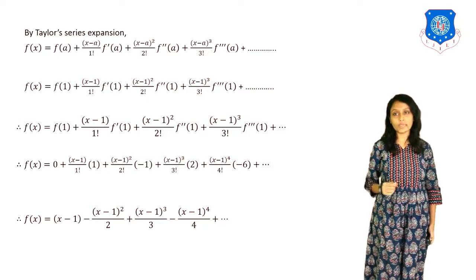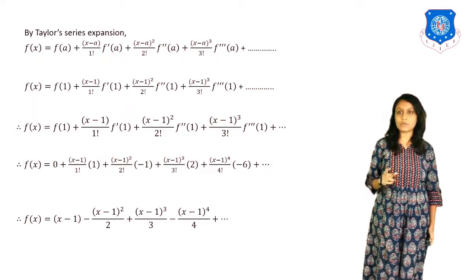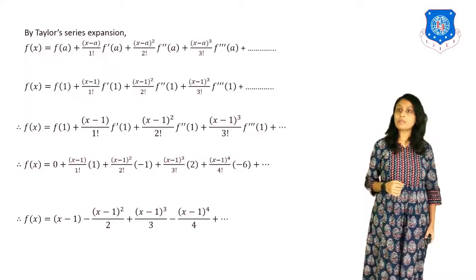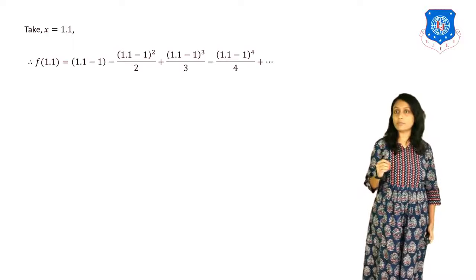f(x) is equals to (x minus 1) minus (x minus 1) whole square upon 2 plus (x minus 1) whole cube upon 3 minus (x minus 1) raised to 4 upon 4. This is what we have to prove. Now next it is asked that we have to find ln 1.1. Now as you can see, f of x is equal to this formula, right? So in place of x we have to write 1.1.